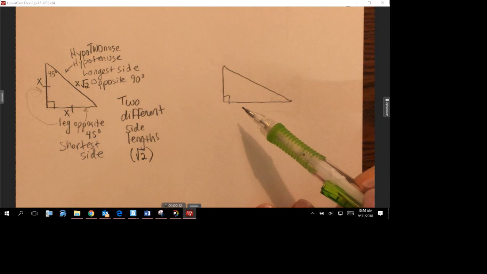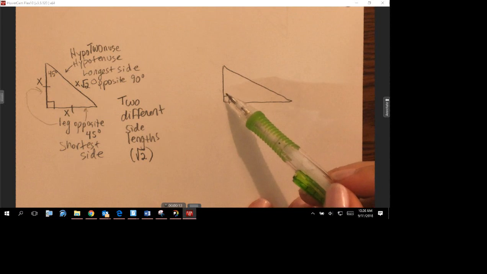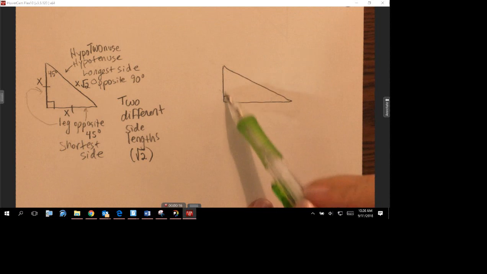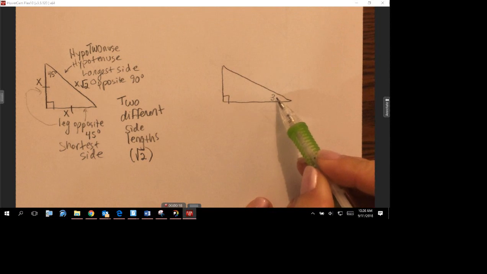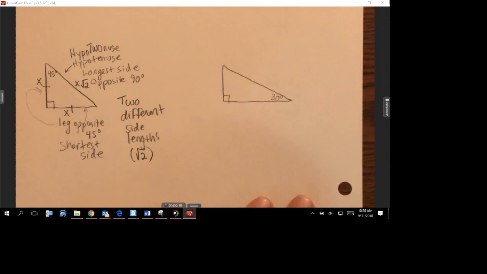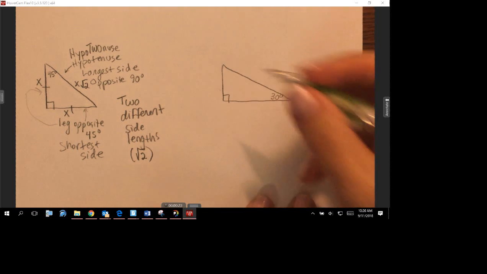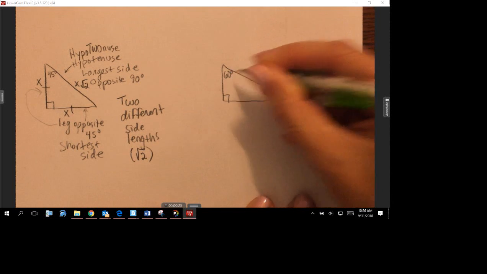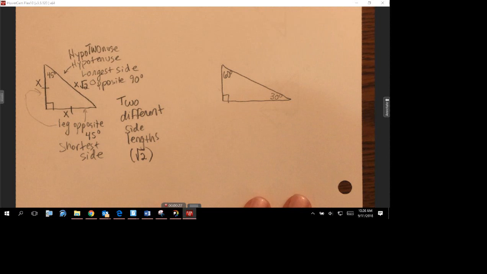Okay, so we're on a 30-60-90. How would I know which side is, or which angle is 30? You would say, oh, there's the short side. 30 degrees is the smallest angle. The smallest angle is always across from the shortest side. So then 60 degrees would have to be across from which side? Not 90 degrees. Why? Because what's across from 90 degrees?